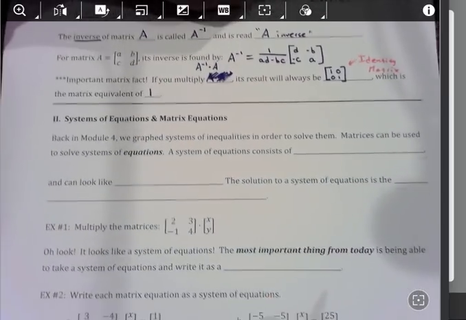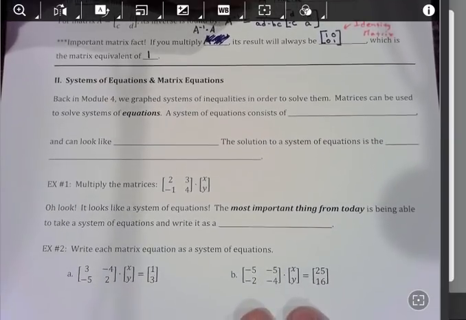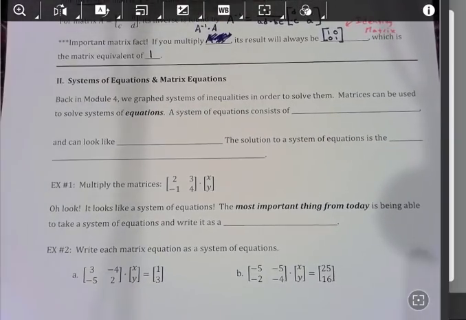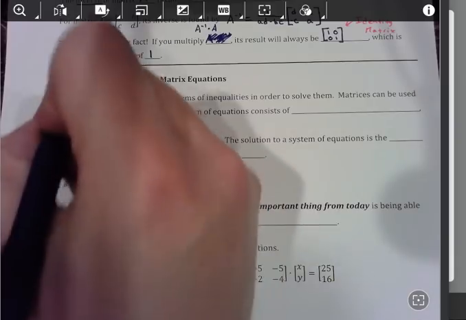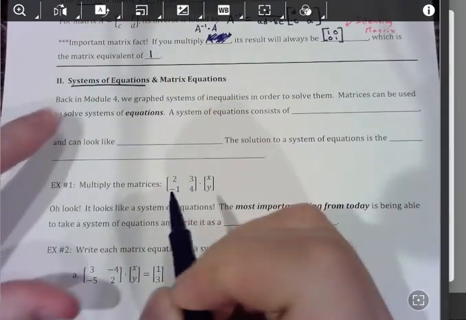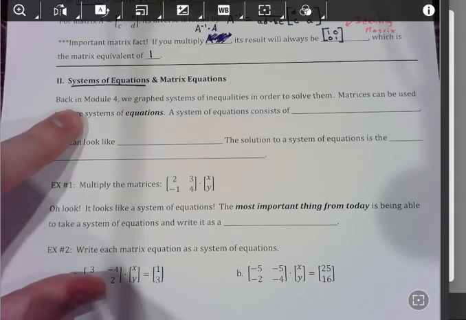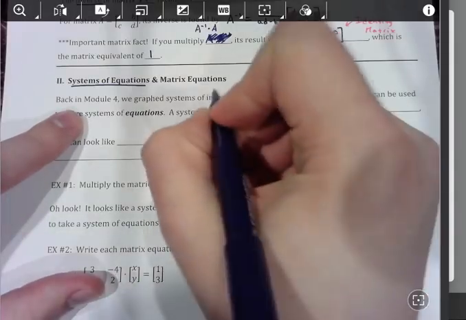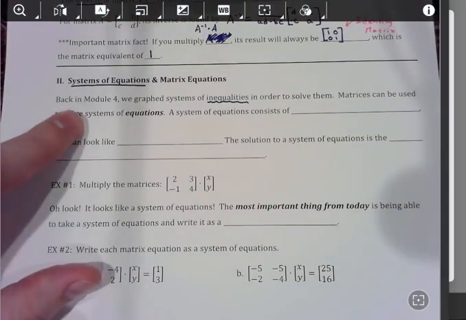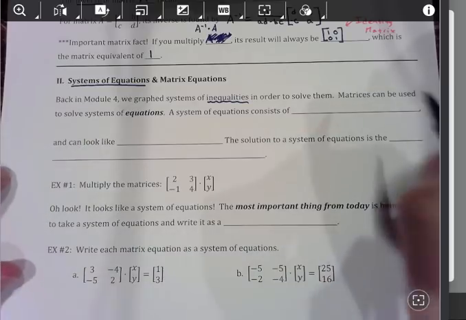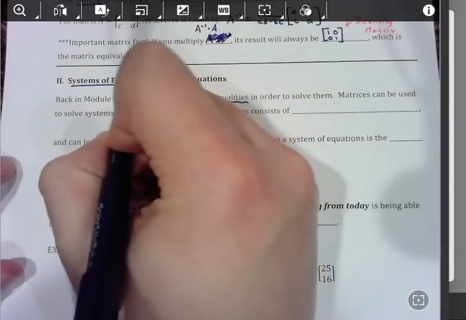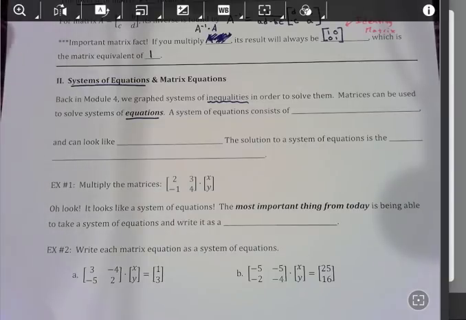Okay, moving on to the next part. Systems of equations and matrix equations. So what we're going to be using matrices for is solving systems of equations. Back in Module 4, when we had all the crazy graphs, we graphed systems of inequalities in order to solve them. That was where we shaded, we found corner points, we built a table, right? And then we did those word problems that took like 13 hours for each problem. So matrices, though, can be used to solve systems of equations. Rather than having the greater than, the less than, these are all just going to be equal to.